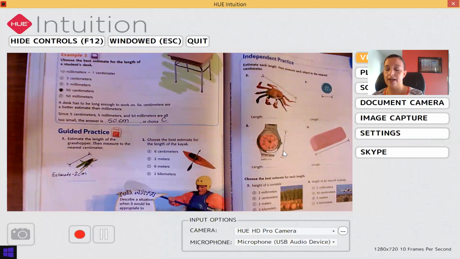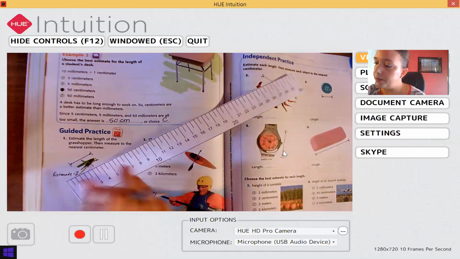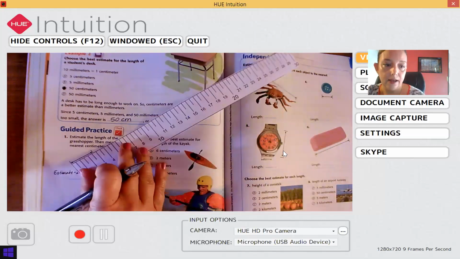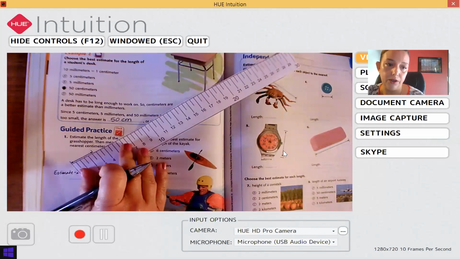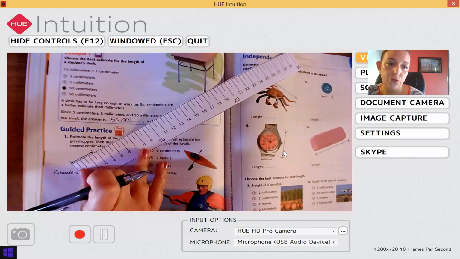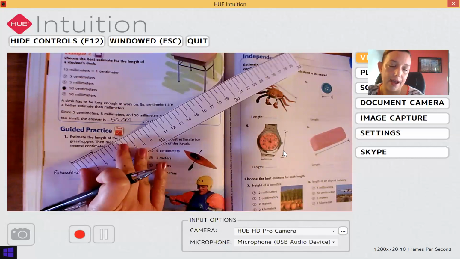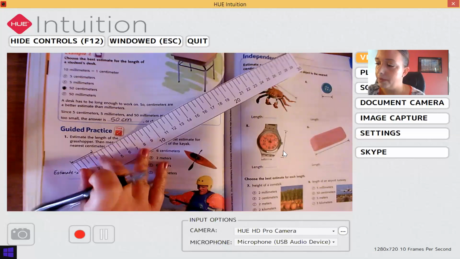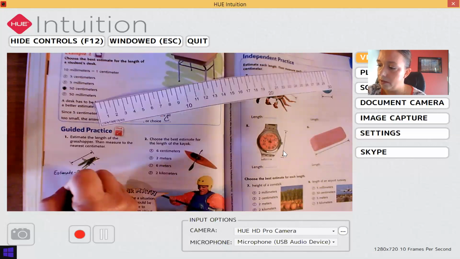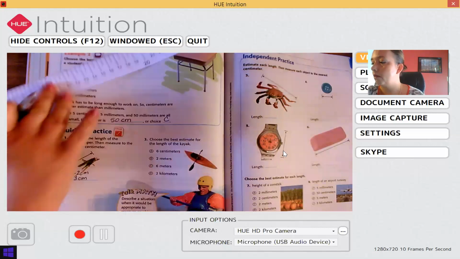Now I'm going to take my ruler, and I'm going to put the 0 with the first line, and I'm looking, and I see that it's between the 2 and the 3, okay? It's right in between the 2 and the 3. And as I'm looking, I have to decide, is it 2 or 3, right? And it's actually a little bit past the half. It's closer to the 3, so I'm gonna put 3 centimeters, okay? All right.